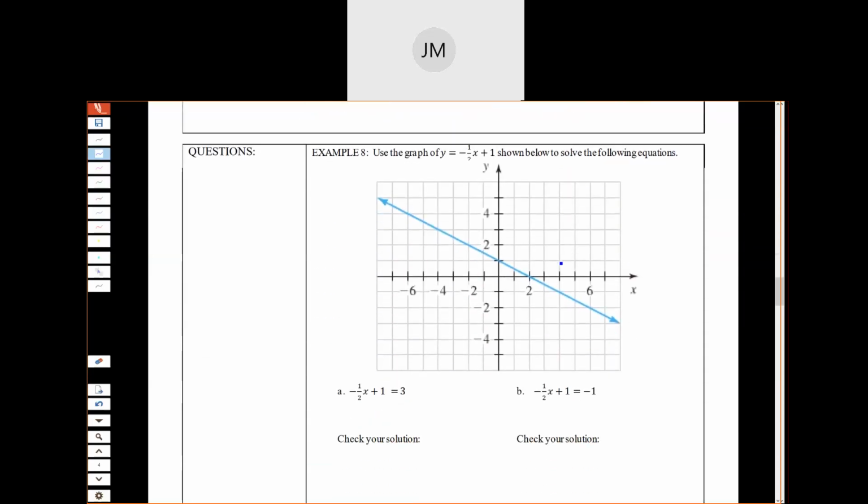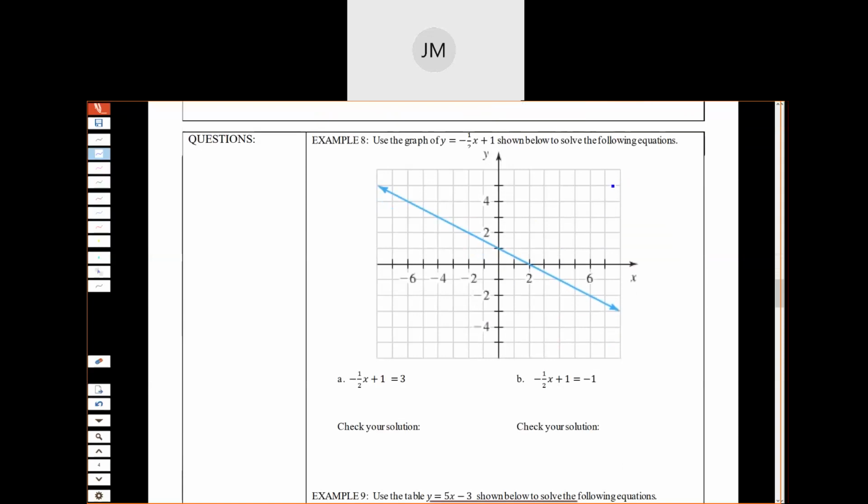Okay, let's look at another example. Use the graph of y equals -1/2 x plus 1 to solve the following equations. I think my half is cut off a little bit here. Let's see if we can fix it.